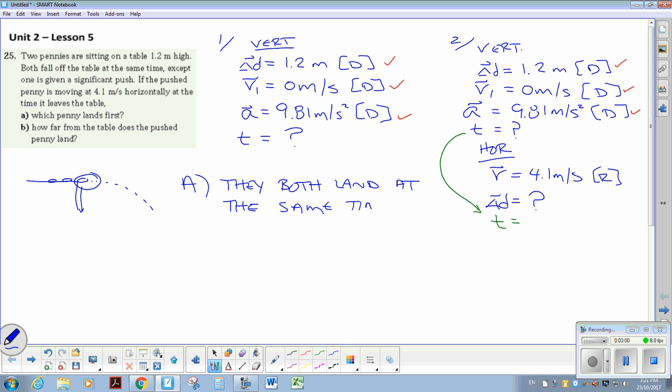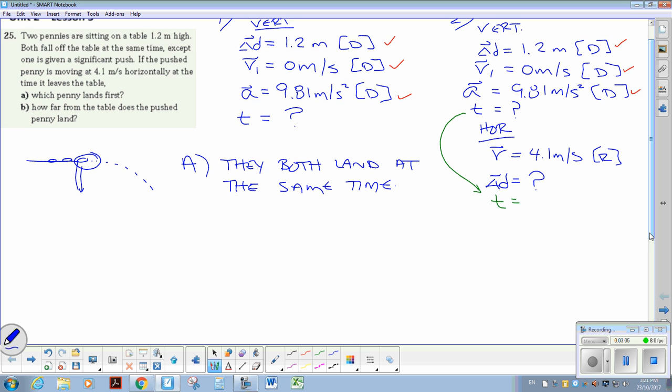So we still have to find the time in order to move on to part B. It doesn't matter which one we're looking at. I'm going to use delta D equals V1t plus 1/2 at squared. Plugging in my information. I'm going to make the assumption that down is positive, and it doesn't really matter which way you pick, it'll come out with the same answer.